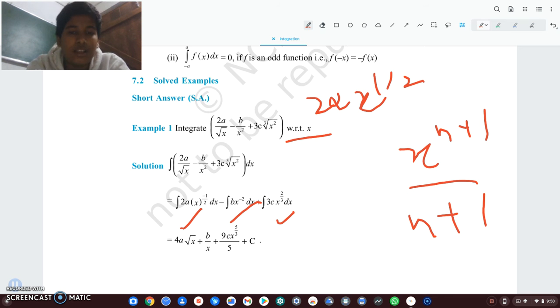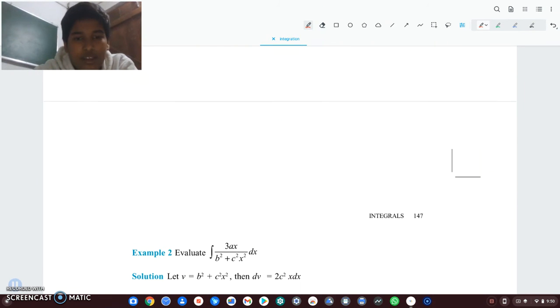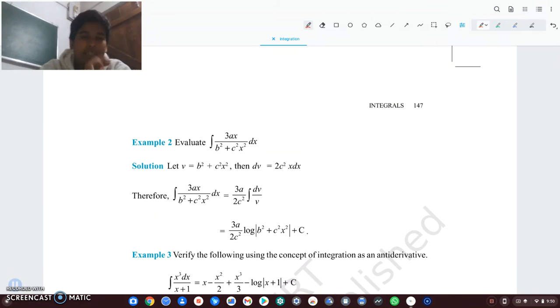We are able to see the answer as we have solved. What would it be? x raised to the power 2 upon 3 plus 1, that is x raised to the power 5 upon 3, divided by 2 upon 3 plus 1 which would be 5 upon 3. The 3 would go upwards, and there were 3 ones before, so 9c, x raised to the power 5 upon 3 upon 5. Okay, so this was the basic concept, and now moving further into examples.